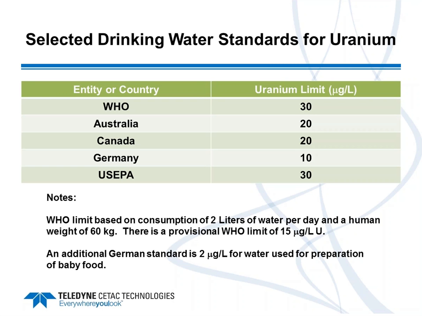There is a provisional WHO limit of 15 micrograms per liter of uranium. The limit now is based on the consumption of 2 liters of water per day and an average human weight of 60 kilograms. There is an additional German standard which is even lower, and that is only 2 parts per billion, and that's used for water used for the preparation of baby food, obviously because of the smaller mass of the baby in comparison to an adult.